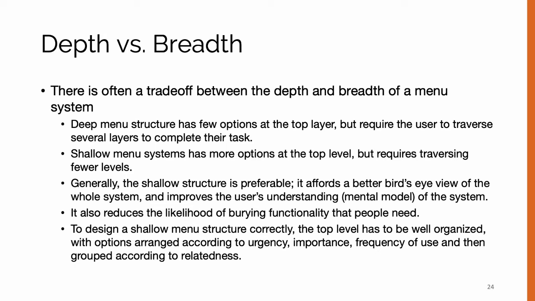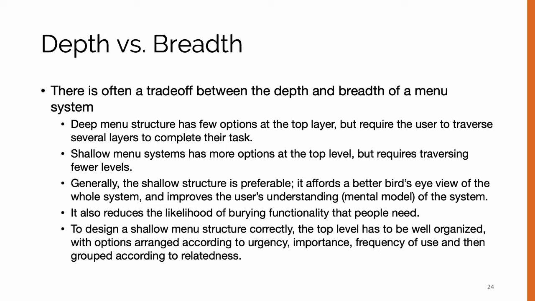One of the big decisions you're going to need to make when you're doing information architecture is thinking about the depth versus the breadth of that information structure. There's often a trade-off between the depth and breadth of, say, a menu system. So there's a deep structure that has few options at the top layer but requires the user to go through several layers of menu to complete their task.